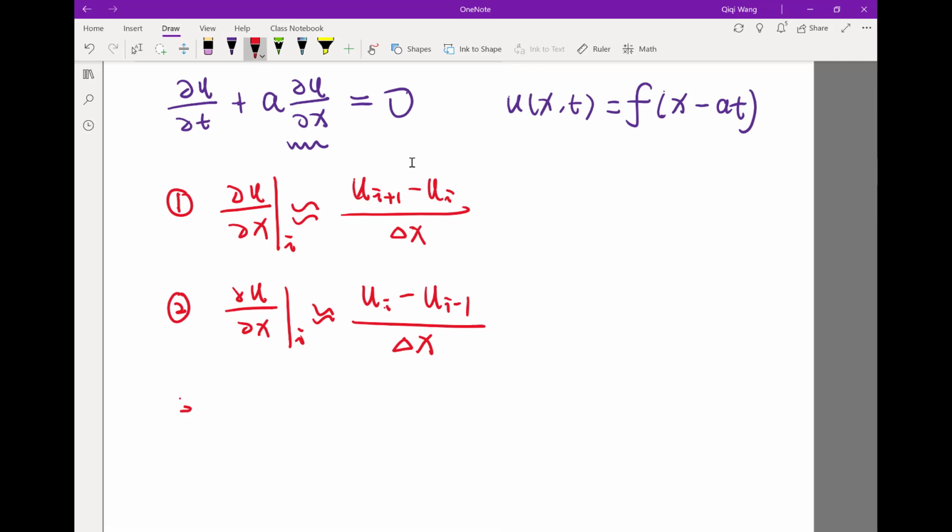And the third option is a more balanced central difference. We are approximating the derivative by looking at the slope between the right neighbor ui plus 1 and the left neighbor ui minus 1. Then I have to divide it by the difference between the two neighbors, which is 2 delta x. Okay. So what have we found in the last lecture?